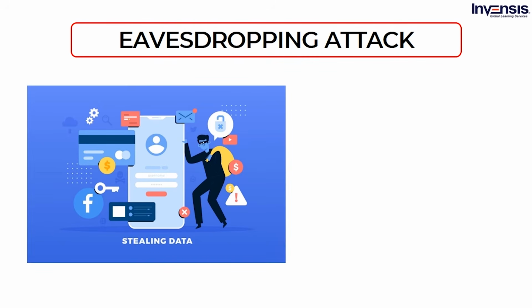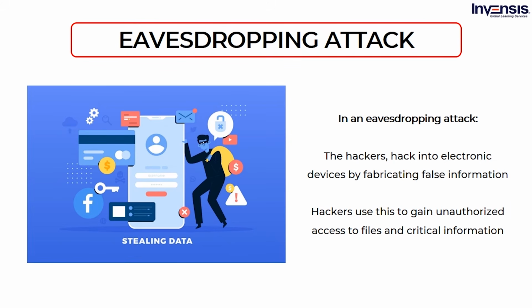The next type of cyber attack is called eavesdropping attacks. When hackers launch a cyber attack by hacking into cell phones, computers, and laptops by fabricating information in those devices, it is called an eavesdropping attack. This attack is conducted by cybercriminals to gain unauthorized access to files.